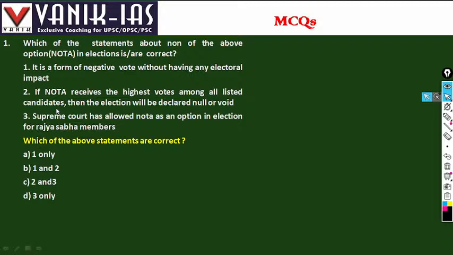Then we come to the MCQ. Which of the statements about the None of the Above option, NOTA, in elections is correct? It is a form of negative vote without having any electoral impact. Right? If NOTA receives the highest votes among all listed candidates, then the election will be declared null and void. No. The Supreme Court has allowed NOTA as an option in elections of Rajya Sabha members. No, only one is correct.